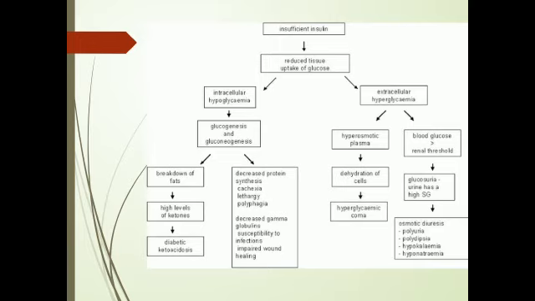Also, if the blood glucose rises above the renal threshold, it begins to appear in urine. Normally it doesn't appear in urine. When it exceeds the renal threshold, glucose appears in urine. You call it glucosuria. So the urine osmolality also will increase. This causes osmotic diuresis.